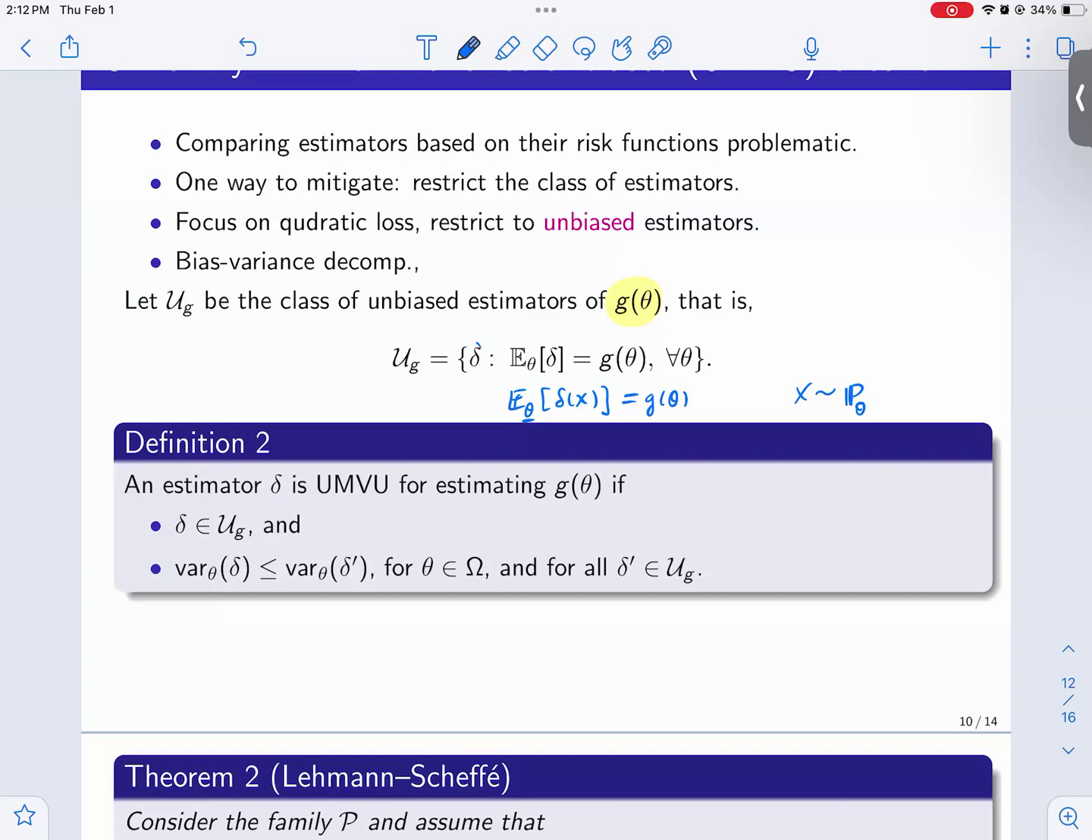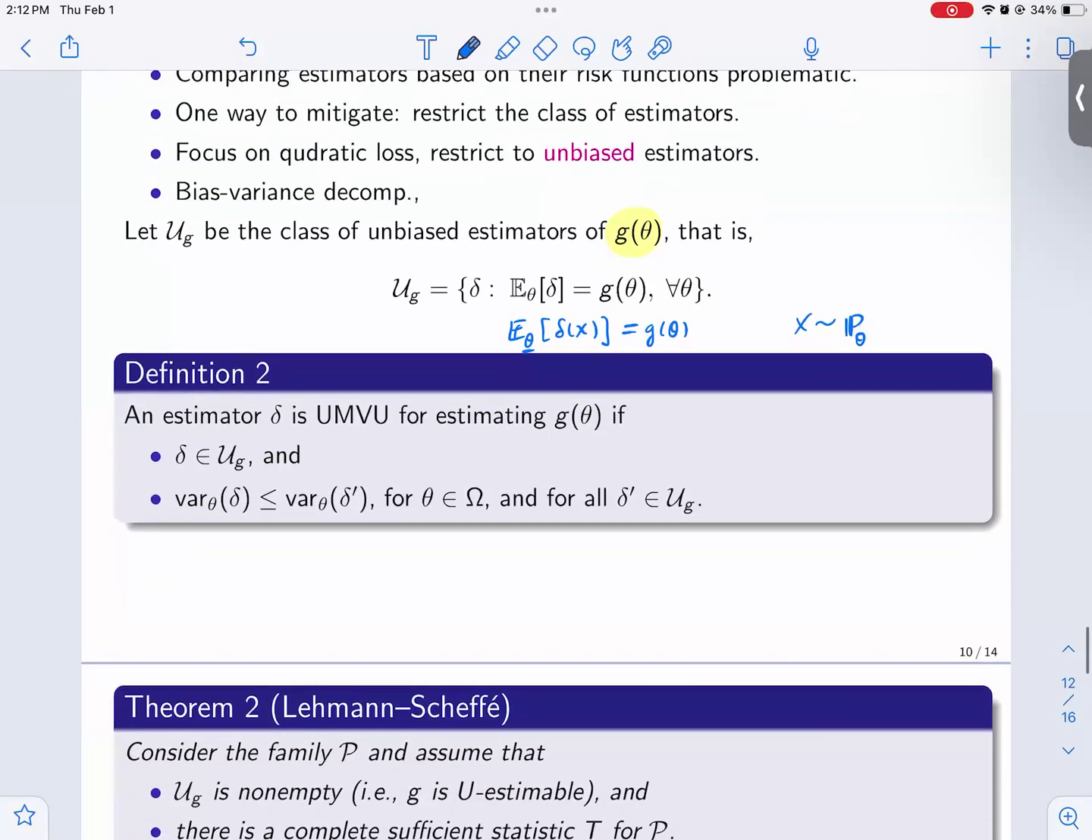So this is the class of all decision rules that satisfy this unbiased condition. So we're restricting ourselves to this class. And if you recall, this function G is called U-estimable, or unbiased estimable, if this class is not empty, if there's at least one. So UMVU is defined like this.